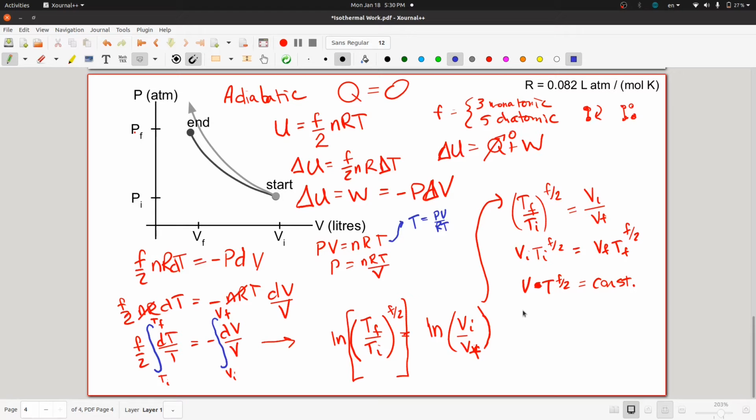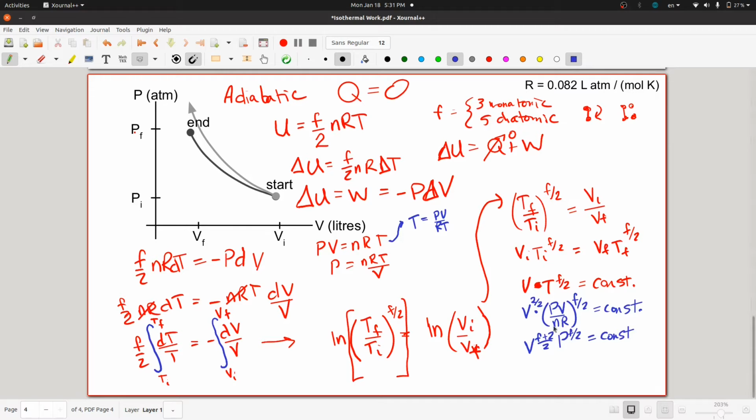So I see that V times (PV over nR) to the f over 2 is equal to a constant. Now this V times V to the f over 2, this is a V to the 2 over 2 times V to the f over 2. So that looks to me like a V to the f plus 2 times P to the f over 2 is equal to a constant.